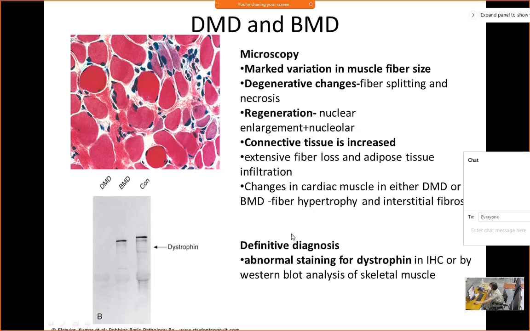And then definitive diagnosis is by staining for dystrophin. We can even stain on the tissue by immunohistochemistry. We now have immunohistochemistry for dystrophin protein, and we can stain on the tissue. So if the tissue does not take up any stain, then it means there is defective synthesis of the dystrophin gene, and that means it is Duchenne's muscular dystrophy.